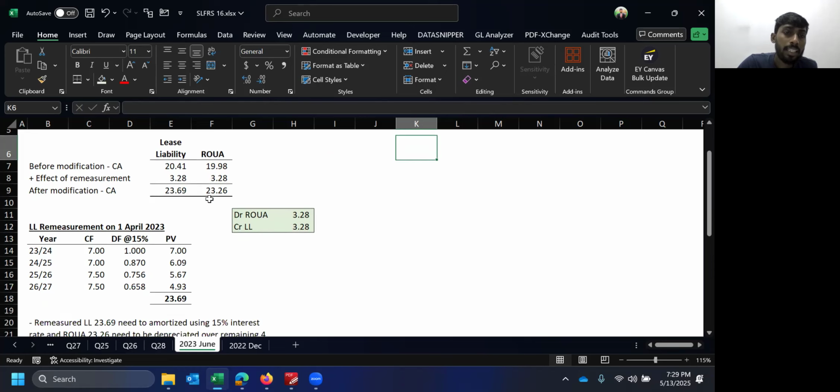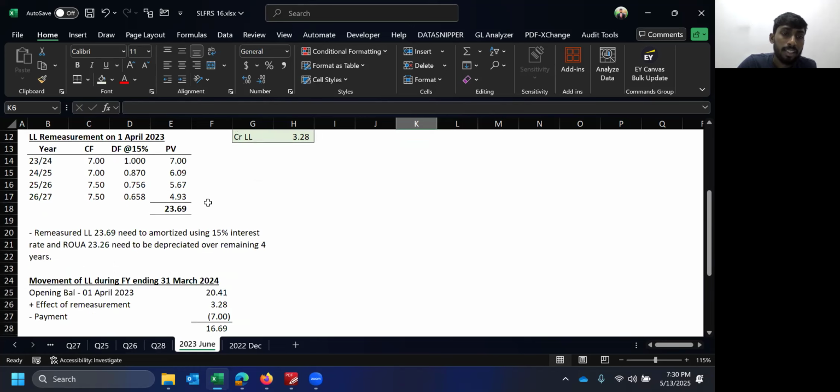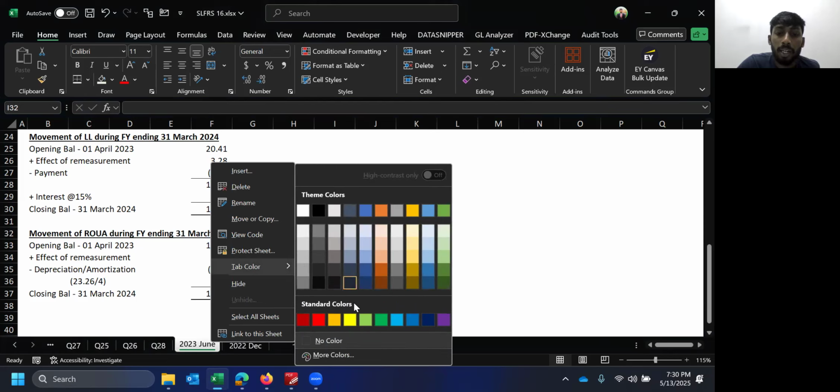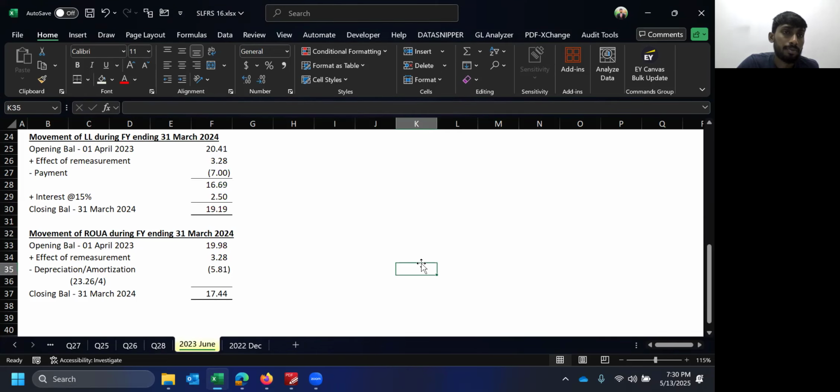So we identified the amount before modification, then we accounted for it, and as they are asking how we need to account for this in the 23-24 year, we shall show the movement. So that is how that question is structured. It is for 5 marks. Is that clear? Any doubts?